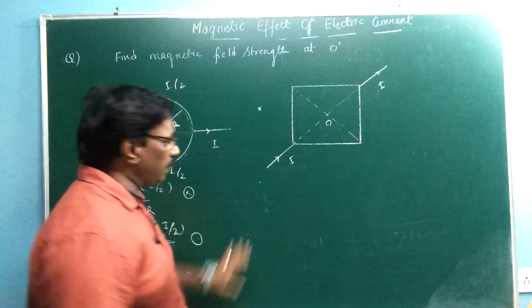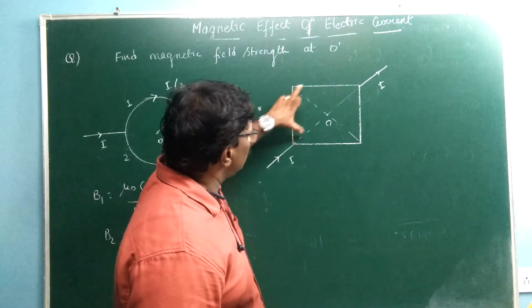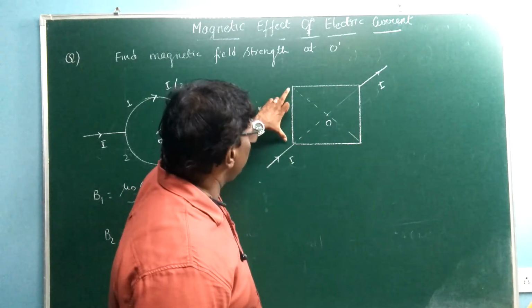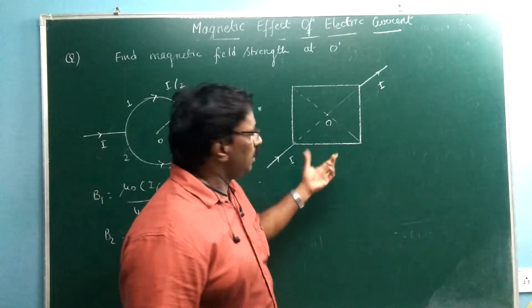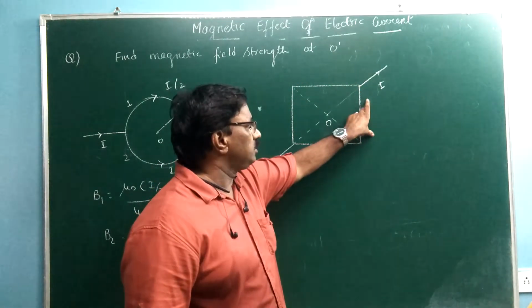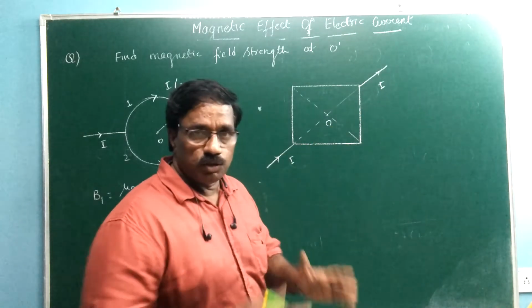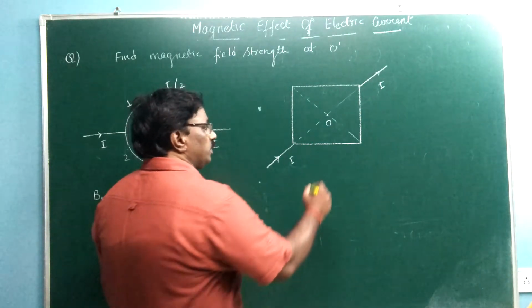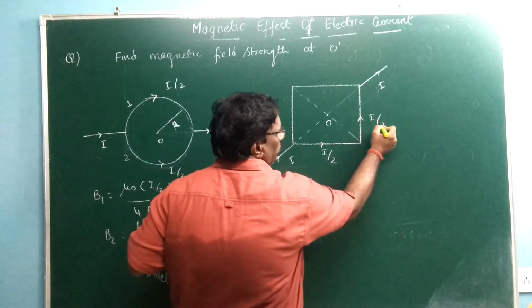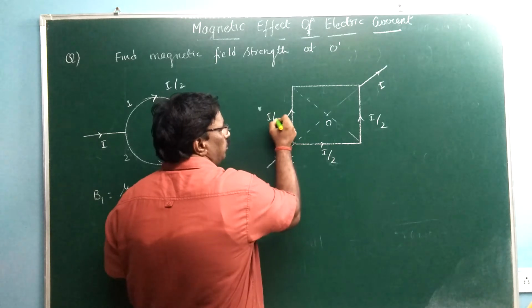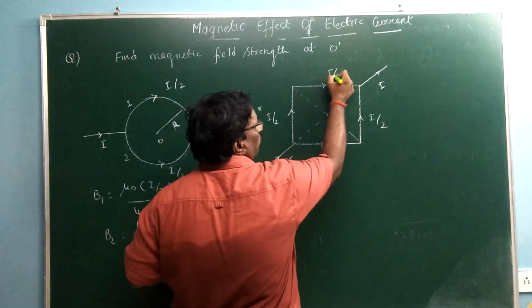Coming to the next, let I be the current, assuming all of this is uniform. So if this resistance is R, this one is also R. Here the resistance becomes 2R. Here also resistance R. Here also resistance R. Here it becomes 2R. So the current divides equally. Through this I by 2, the same current I by 2 will flow through this. Through this I by 2, the same current I by 2 will flow through this.